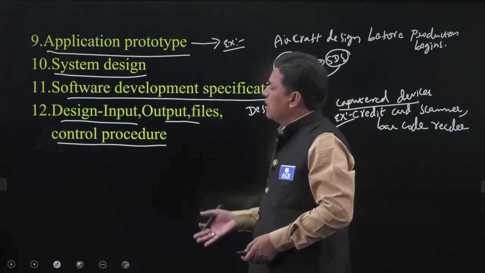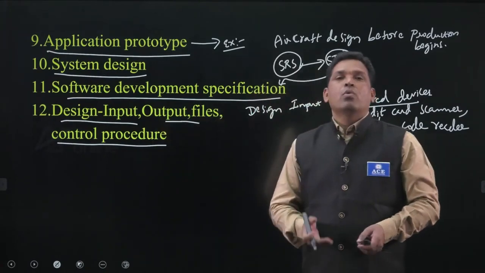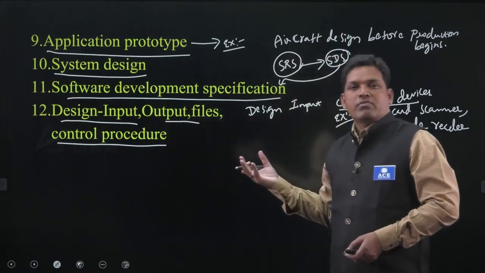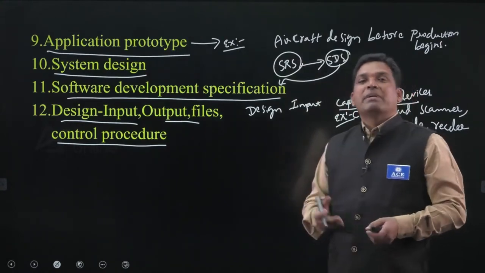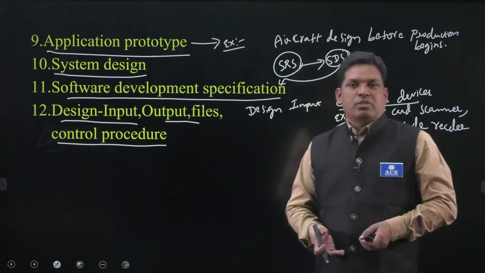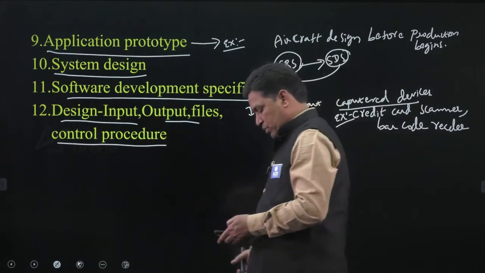And coming to output, files and control procedure. So once the input is given to the software system, it can be processed and it produces some set of outputs, that is printed outputs or screen outputs. So that is the importance of outputs.